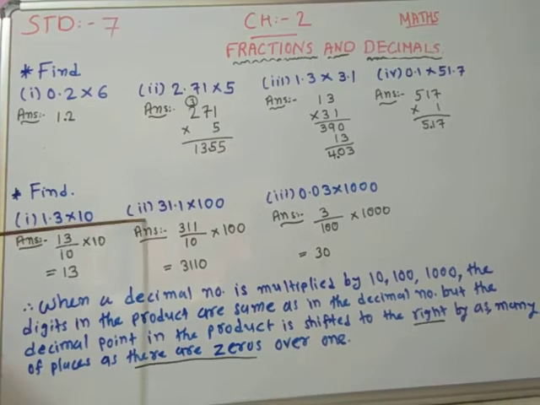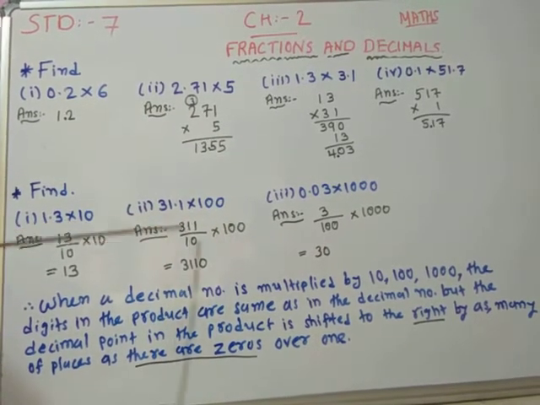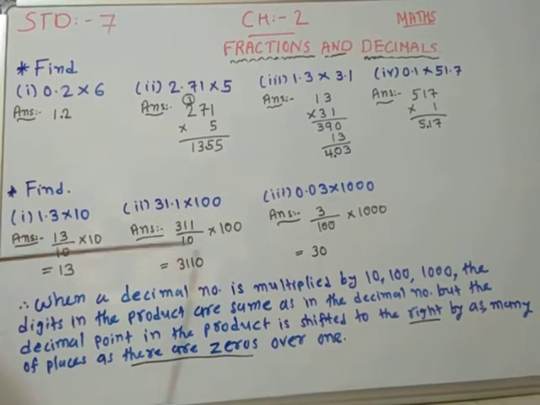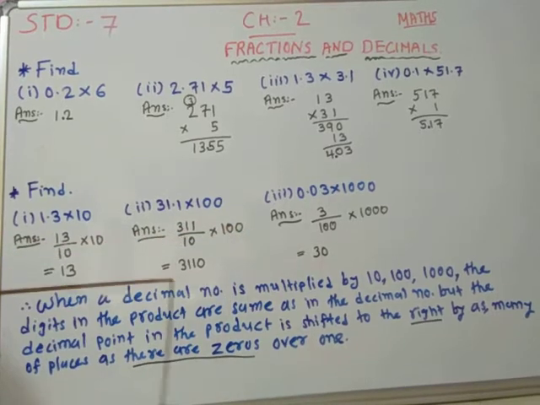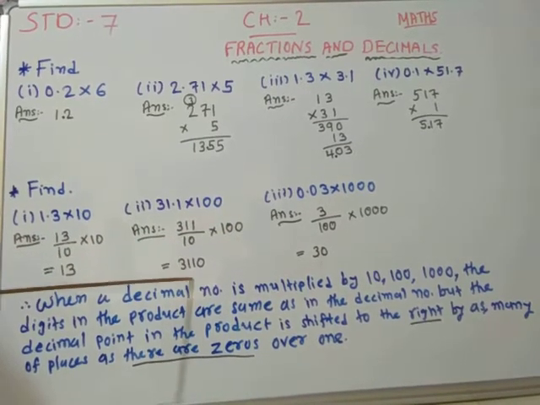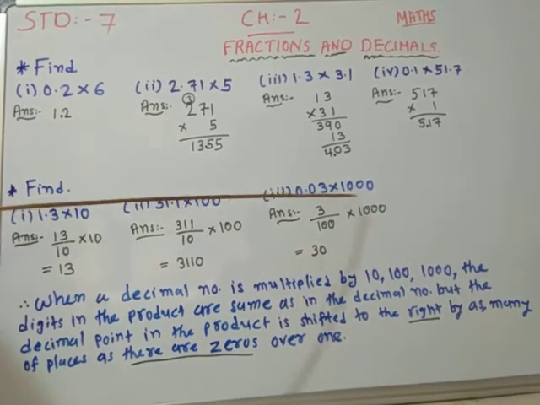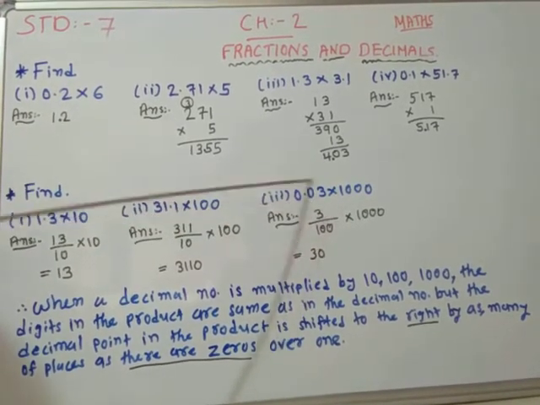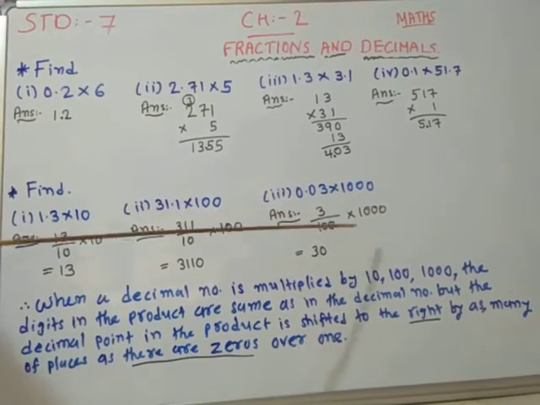Let's take another example. 31.1 multiply 100. So 311. After the point there is 1 digit. So put 1 0 below. Into 100. 1 0 0, cut. So your answer is 3110. Let's take another example. 0.03 multiply 1000. 3 divide 100 because after the point there are 2 digits. So it's 100, multiply 1000. Here also 2 zeros cut.